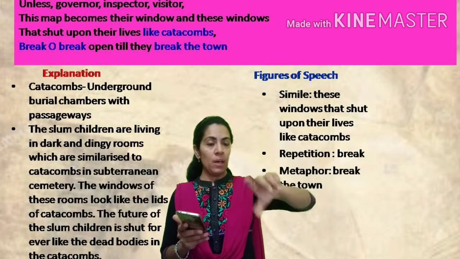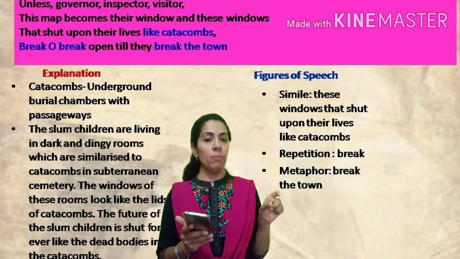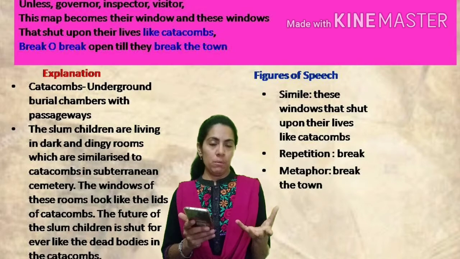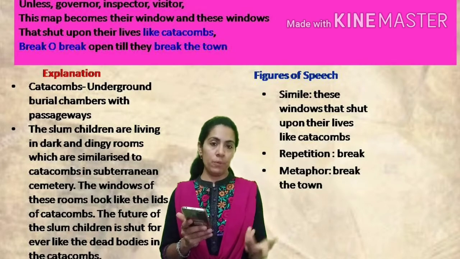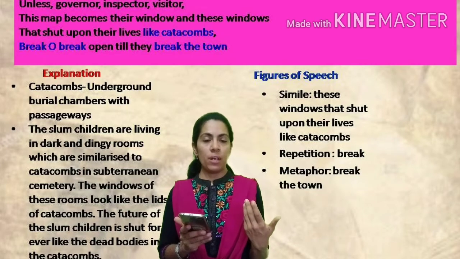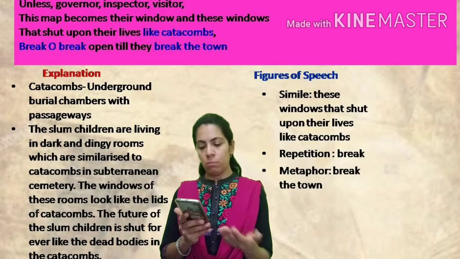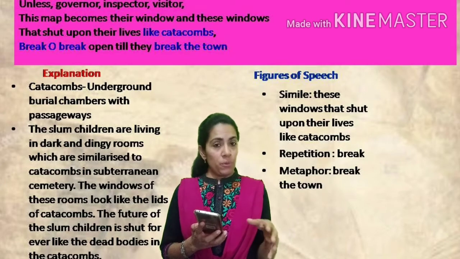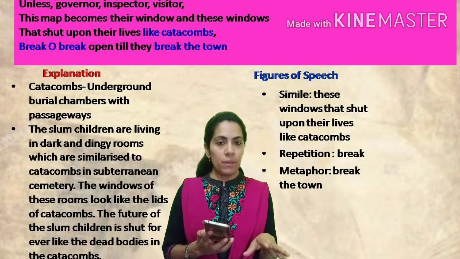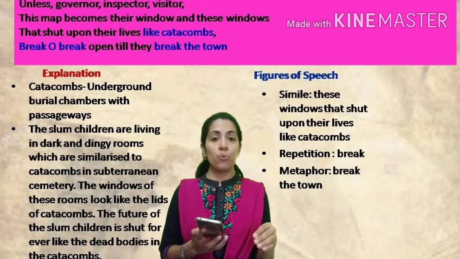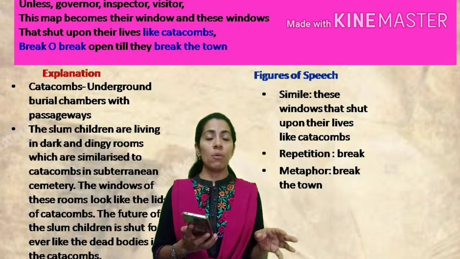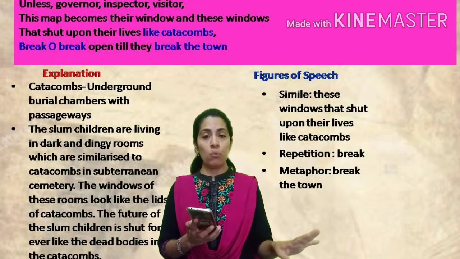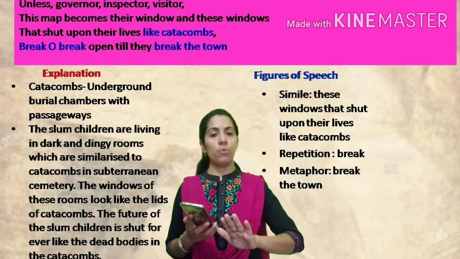There were passages and there were combs, like you have honeycomb. Similarly, there were combs for putting the bodies, the coffins, and it was a kind of religious practice to put the bodies in the catacombs. So here the poet is comparing the children's lives to dead bodies, as if their lives are over and they are buried in the catacombs. They are fixed in the catacombs, and the windows are like the lids to the catacombs.